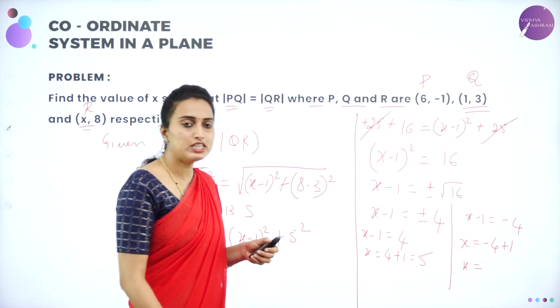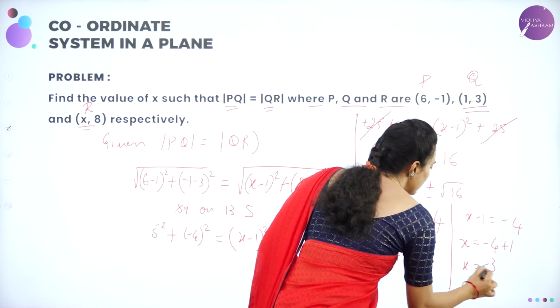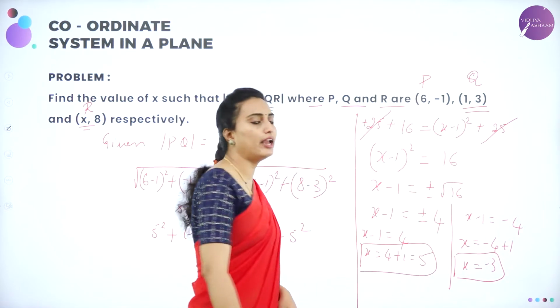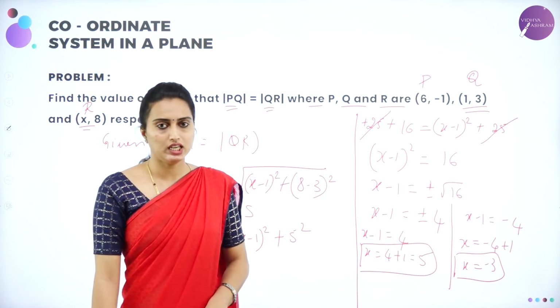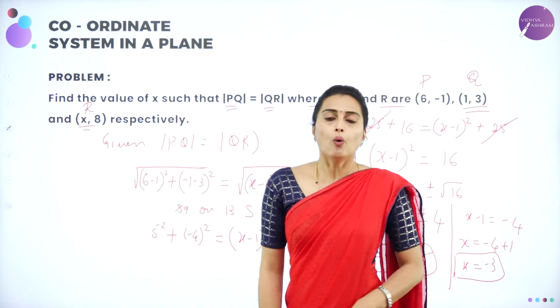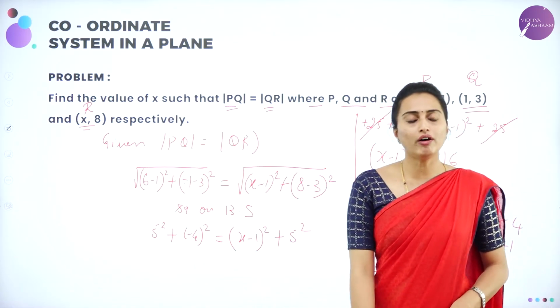So minus 4 plus 1 is minus 3. So the answer for x is either equal to plus 5 or equal to minus 3. Understood? Is that easier? By the given condition, we have found out the value of x.